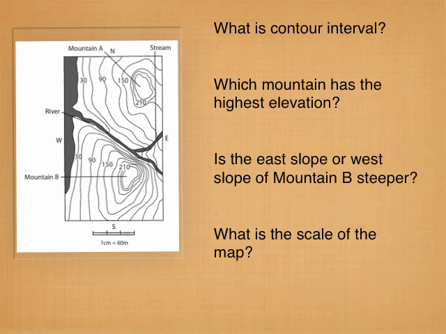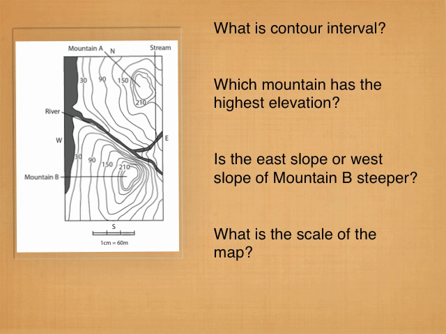Last one, what is the contour interval? So what does it count by? And if I look at the index contours, I have 30, a line, and 90. So an easy way to figure that out is to take 90 and subtract 30, divide by 2, gives me a 30. So each line is going to increase by 30 meters.